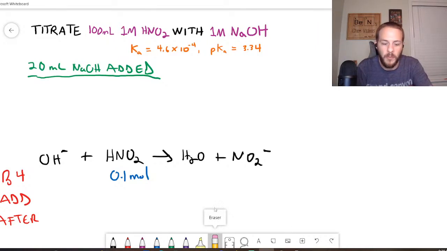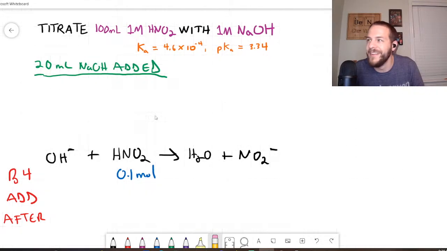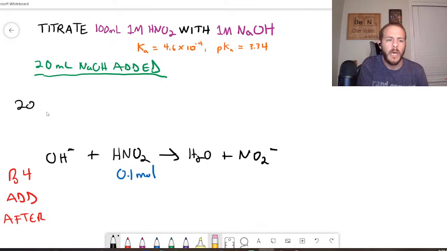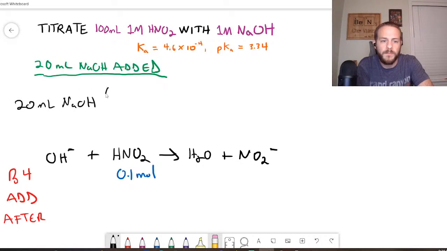Okay, so back to chemistry, since this is a chemistry show. All right, so 20 milliliters of added sodium hydroxide. What's the pH going to be? Well, again, we need to take our 20 milliliters and convert that into moles. So 20 milliliters of NaOH.